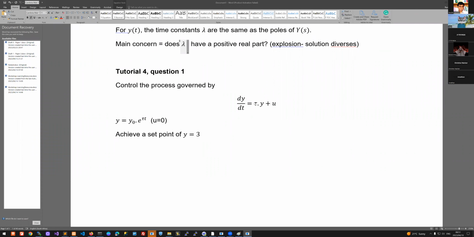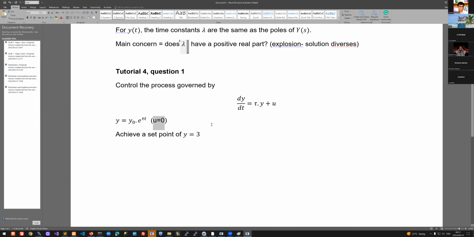Right, so in this problem, we have this case. The rate of change of y is proportional to y itself, where tau is generally a positive constant. And even though this process tends to run away, we want to implement control, which will have the result that we'll achieve a set point of y equals 3. We'll first look at the process without exerting any control, in other words, when u equals 0.